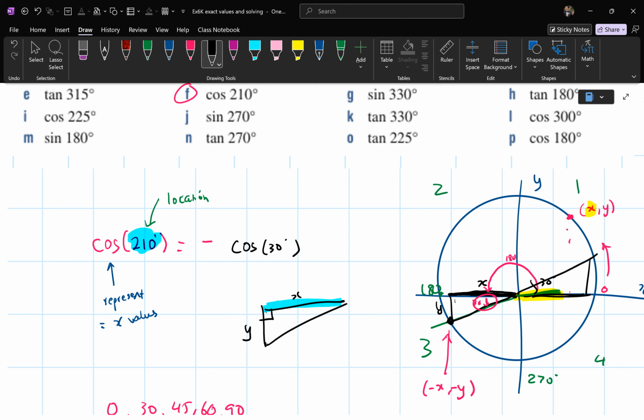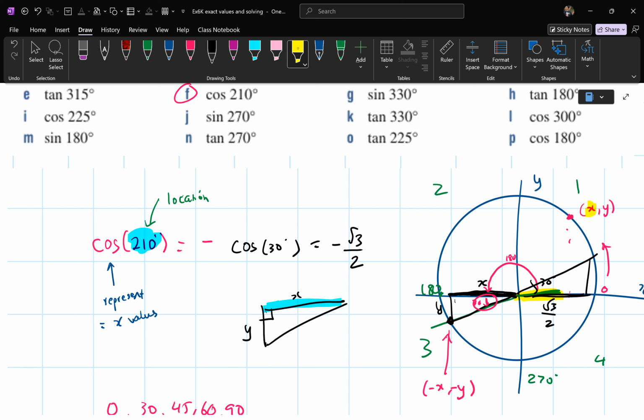So now you go back to your exact values and how you memorized it, either the hand method or the triangles I've shown you. What is cos of 30? Root 3 over 2. So I know this length here is root 3 on 2. The only difference is, because it's in quadrant 3, it's root 3 on 2, but it's negative. So the answer is negative root 3 on 2.